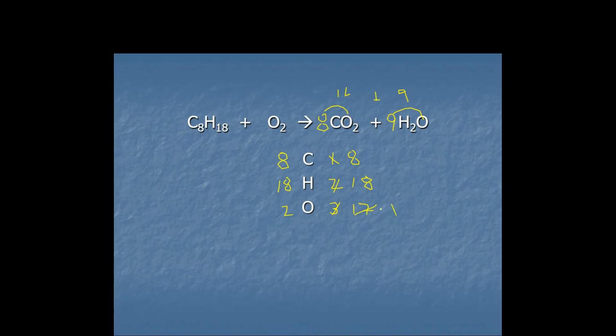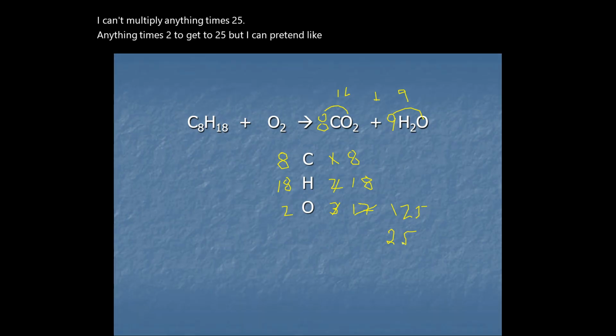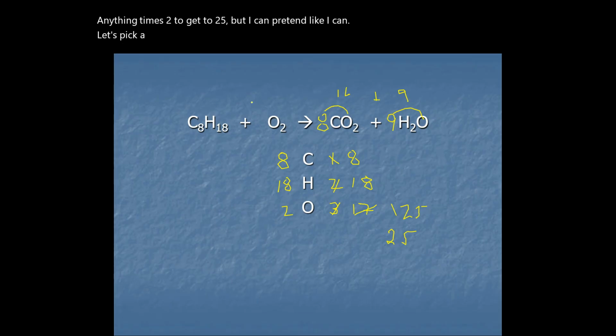That is a 25. 25 oxygens. And just like the last one, I can't multiply anything times 2 to get to 25, but I can pretend like I can. Let's pick a number, 12.5 times 2 is 25, and we're good.